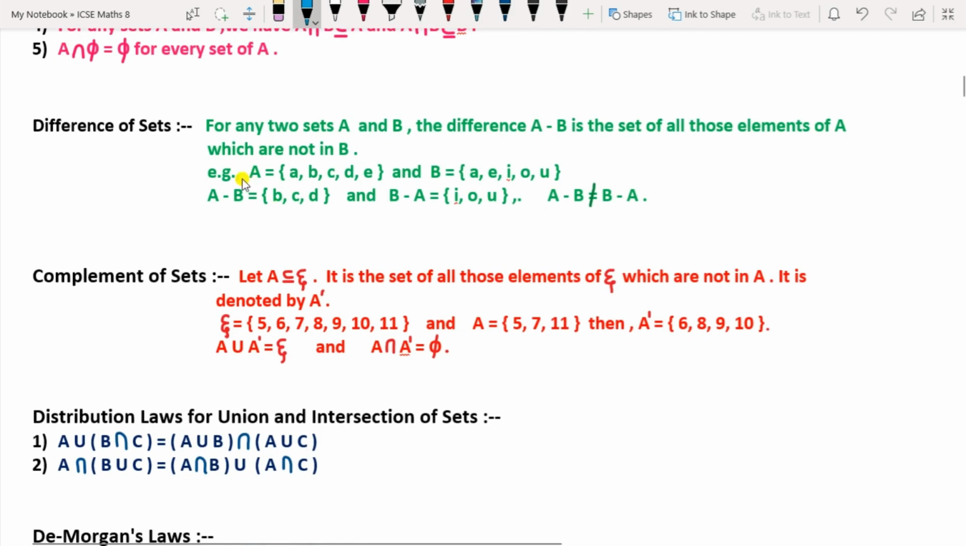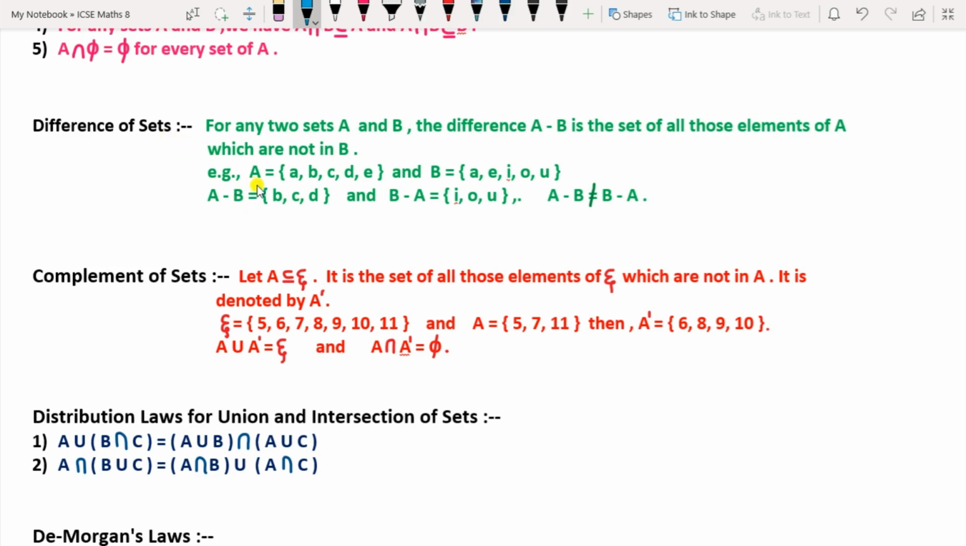Then difference of sets. For any two sets A and B, the difference, written as A minus B, is the set of all those elements of A which are not in B. So that is called the difference of sets. Whatever the first set is, you have to write its elements which are not present in the second set. That is called the difference of sets.